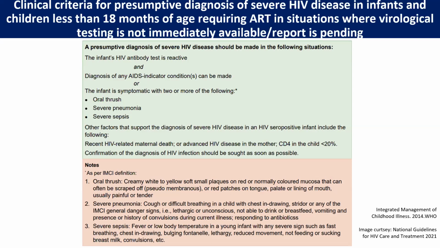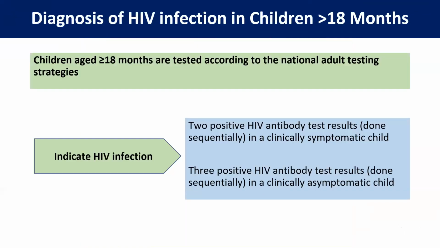and there are no other factors which can explain these conditions, and the mother is having very advanced disease with high CD4, and maternal ART, mother died of HIV, or CD4 count in the child is less than 20%, then we can take them as presumptively severe HIV infection in the infants, and we can start treatment in these children also. Now, to summarize this, children more than 18 months are tested according to the national adult testing guidelines.